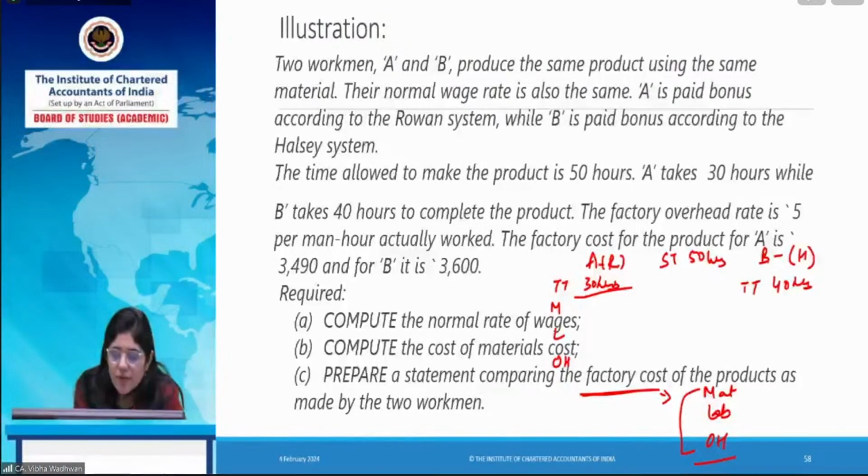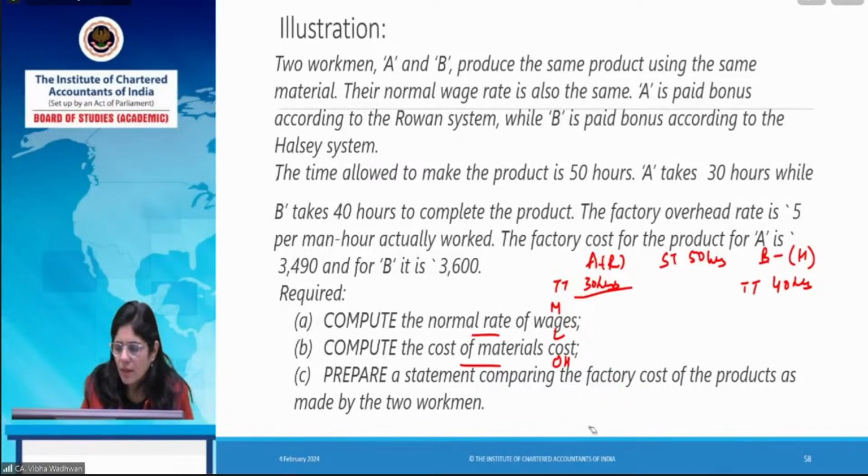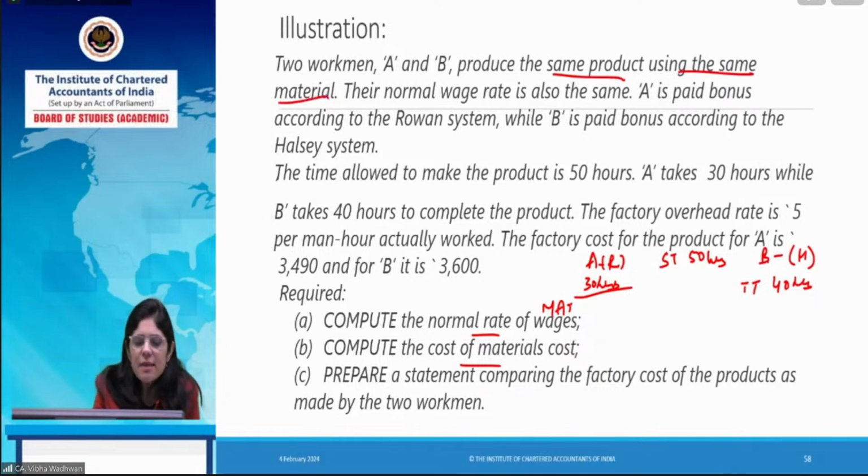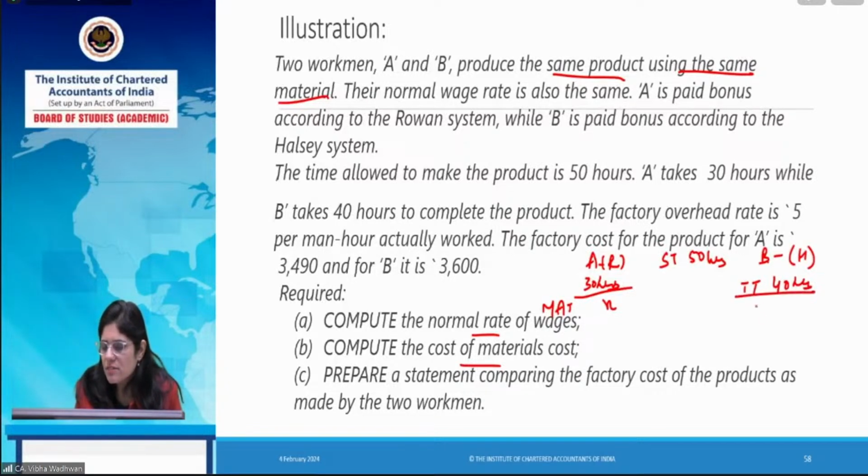Compute the normal rate of wages. Rate of wages is not given. Material is also not given. Time allowed is given and time taken is given. So let us see how we do it. Let me erase everything else so that you will be able to understand. Basically, material is not given, and both are using the same material. So material we assume as X, under both the cases.